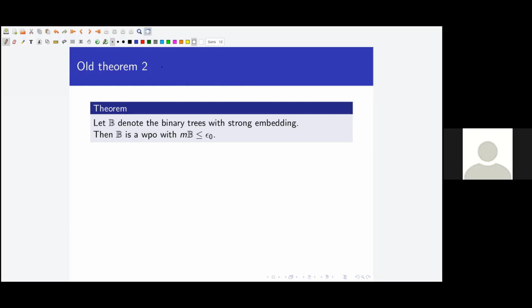Now here's one that might also be familiar to people. So this is the binary trees with strong embedding that we introduced earlier. And that class is known to be a well partial order, and its maximal order type is known to be epsilon 0. And you'll see quickly that the proof of this theorem that I'm going to outline is actually a lot like the usual proof of this theorem, but it's in some ways more orderly in my opinion, less ad hoc.